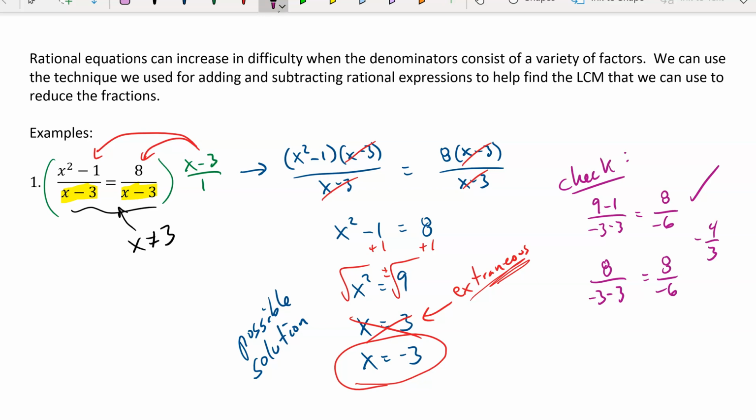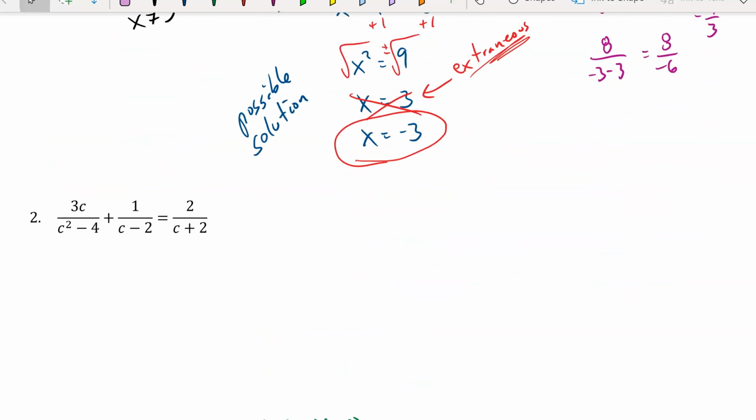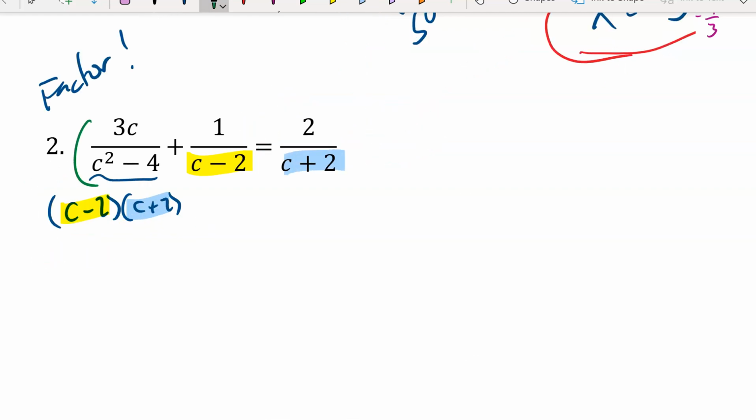So let's look at a second example. This time I want to make sure I factor the denominator. I get c minus 2 and c plus 2. And thankfully, those turn out to be the other factors in the other denominators. So to cancel out those denominators and create a simpler equation, I can multiply by c minus 2 times c plus 2. And this time I'm not going to write everything out quite so carefully.